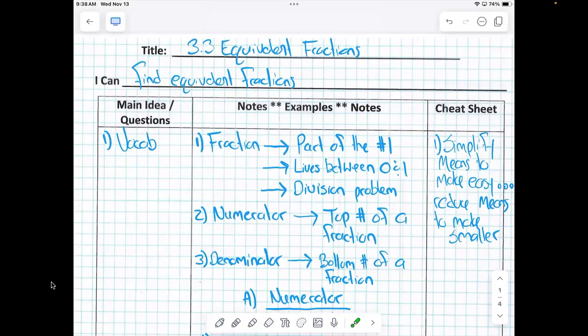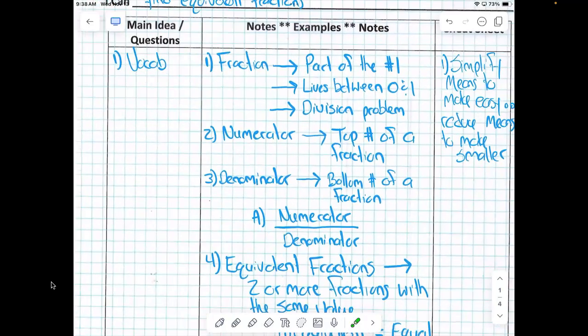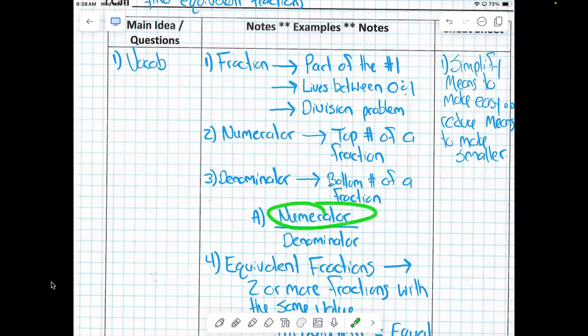Okay, fractions. Where do they live? Where do fractions live? Between 0 and 1. On a number line, they live between 0 and 1, right? Bigger than 0, less than 1. Good. What's the top number of a fraction called? What's the bottom number of a fraction called? This is not in our notes, but what is this bar called between them? Say that again.